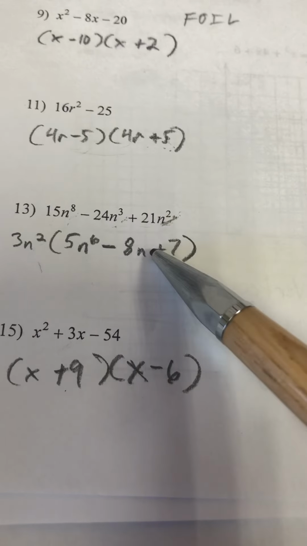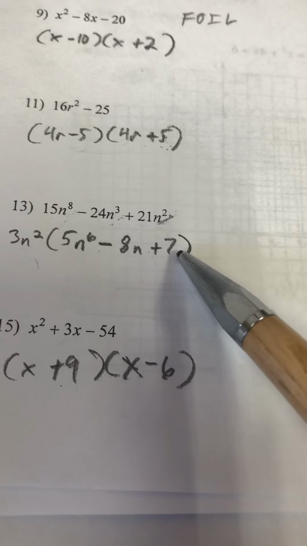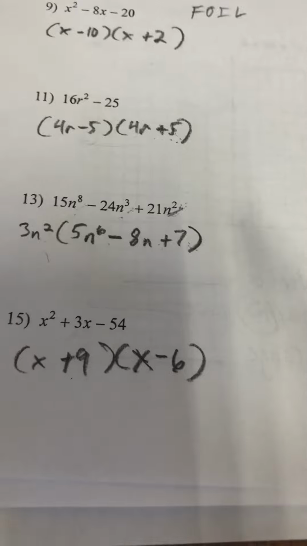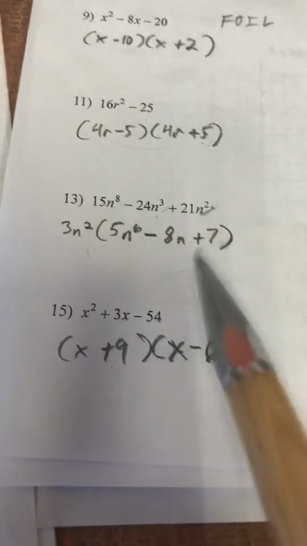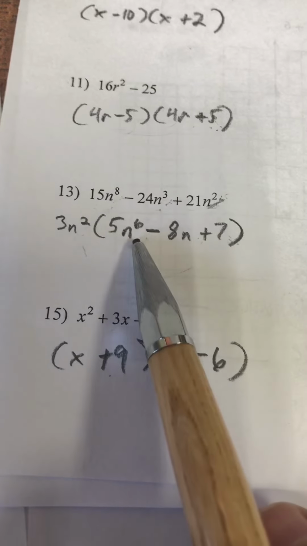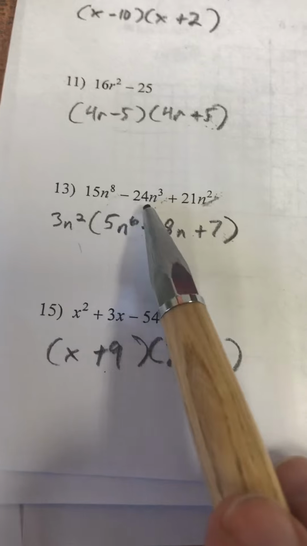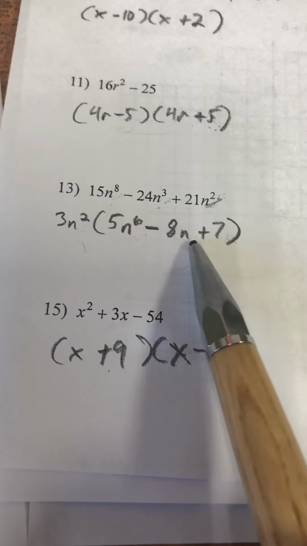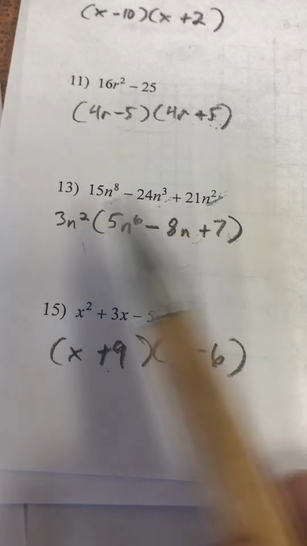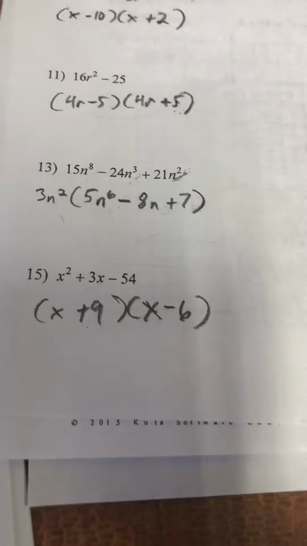And then that leaves me with 1 here, and 6 here. It leaves me with none here because it was n squared to begin with. So I just factor all that out, and that's what you have left. 3 times 5 is the 15, n squared times n to the 6 gives me n to the 8. 3 times a negative 8 gives me negative 24. n squared times the 1n gives me n cubed. And 3n squared times 7 gives me 21n squared, just looking at it backwards.